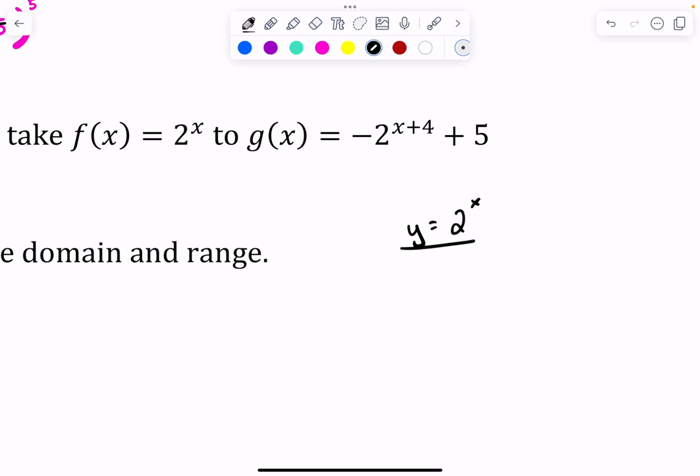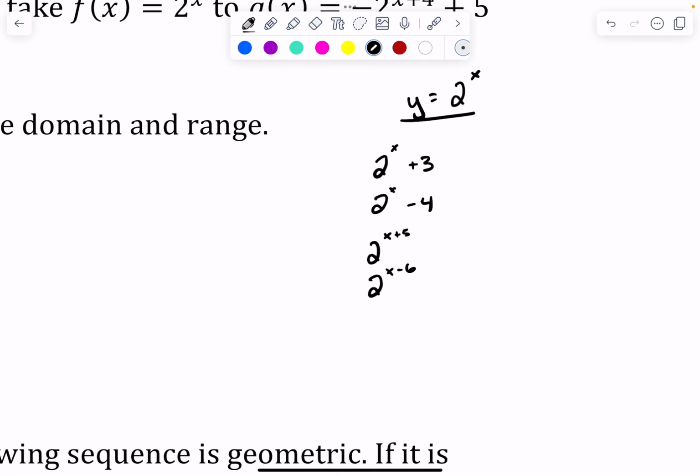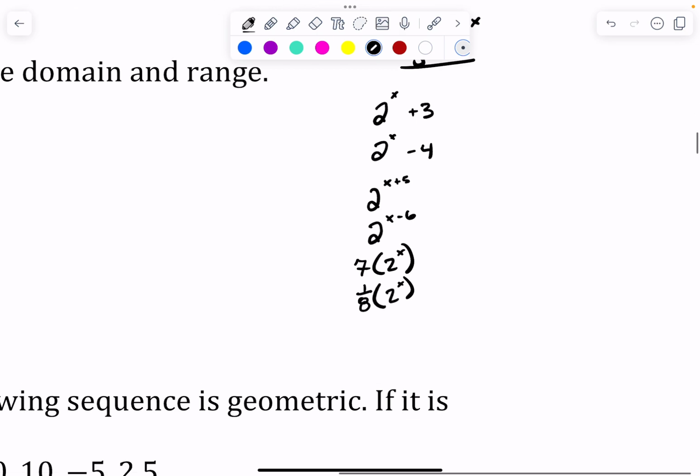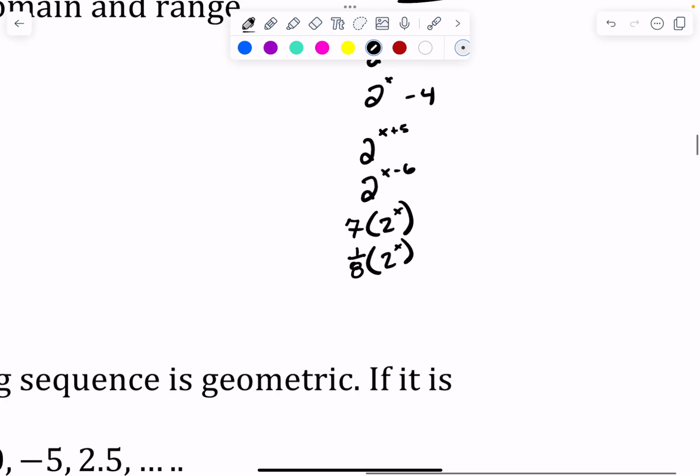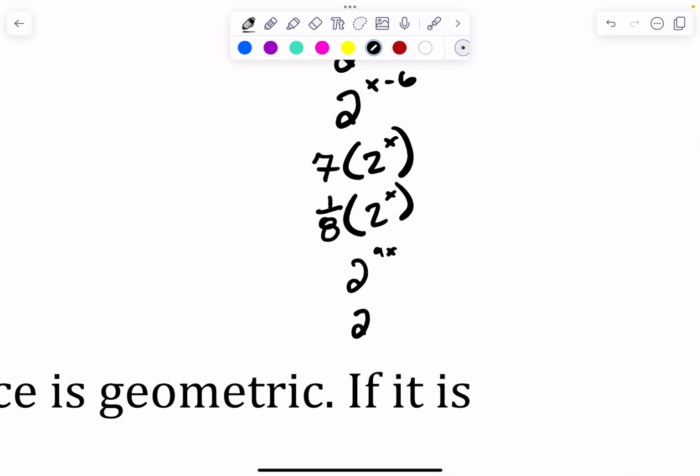So let's say instead I have 2 to the x power plus 3. Let's say I have 2 to the x power minus 4. Let's say I have 2 to the x plus 5, and the 5 is up in the exponent. Let's say I have 2 to the x minus 6. Let's say I have 7 times 2 to the x power. Let's say I have 1 over 8 times 2 to the x power. Let's say I have 2 to the 9x power. Let's say I have 2 to the 1 over 10x power.